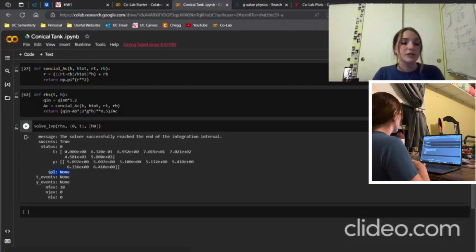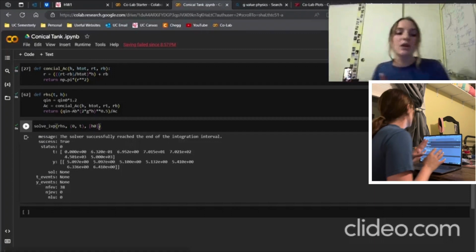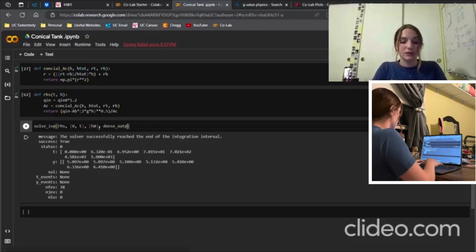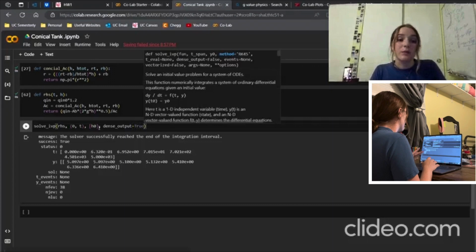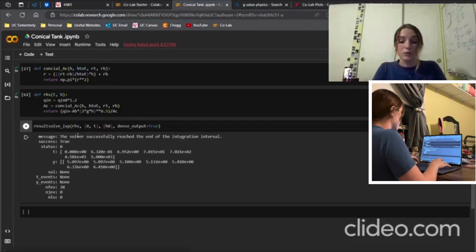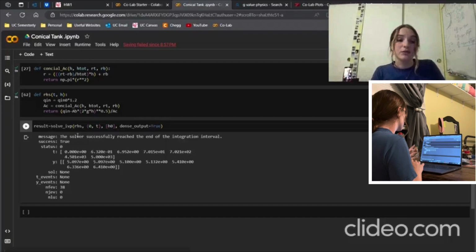So we are actually interested in this solve value right here. So we want to be able to find our height at any specific time. So we need to say that our dense output is equal to true. So by doing this, we create a function that we can pull at any specific time. And now to look at our solve value, we need to set our solve IVP equal to a variable. So let's use result.